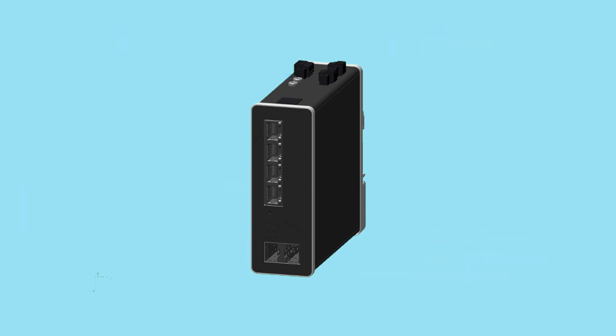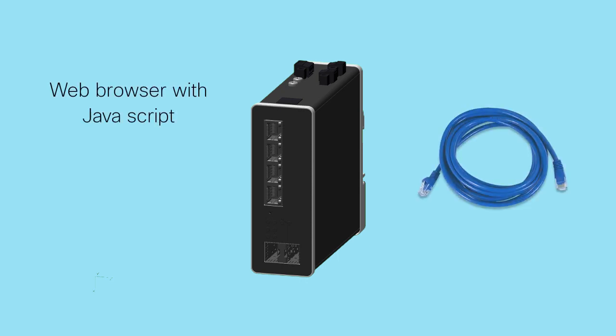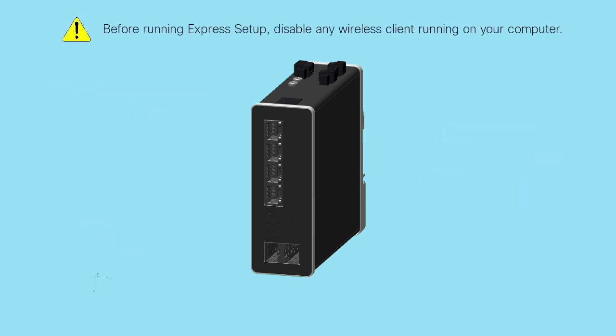For this configuration, you will need a web browser with JavaScript enabled, a straight-through or crossover Category 5 or 6 Ethernet cable to connect your computer to port 1 of the IE1000, and a small pointy object, like a bent paperclip, to reach the Express Setup button. Before running Express Setup, disable any wireless client running on your computer.